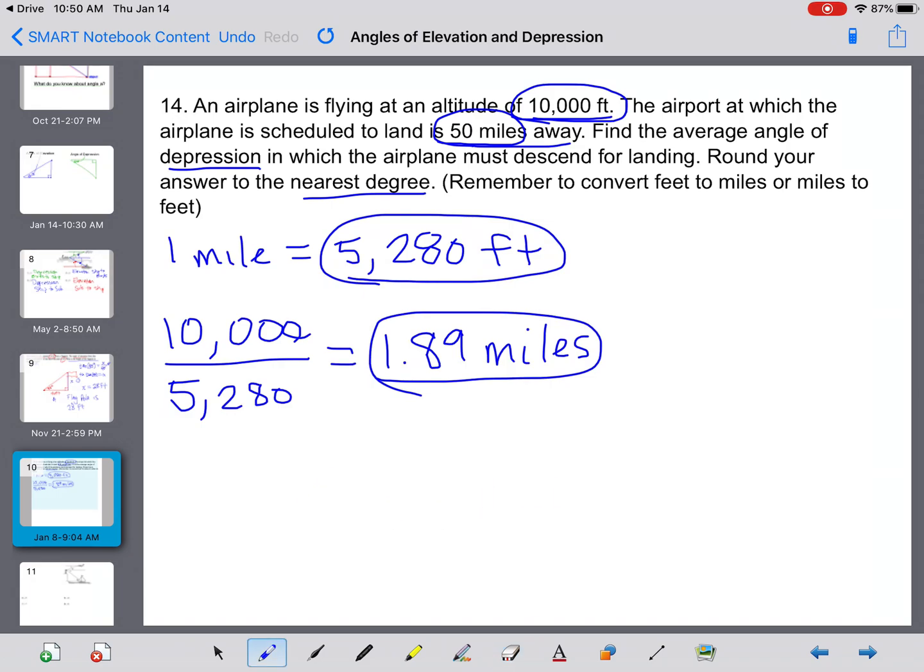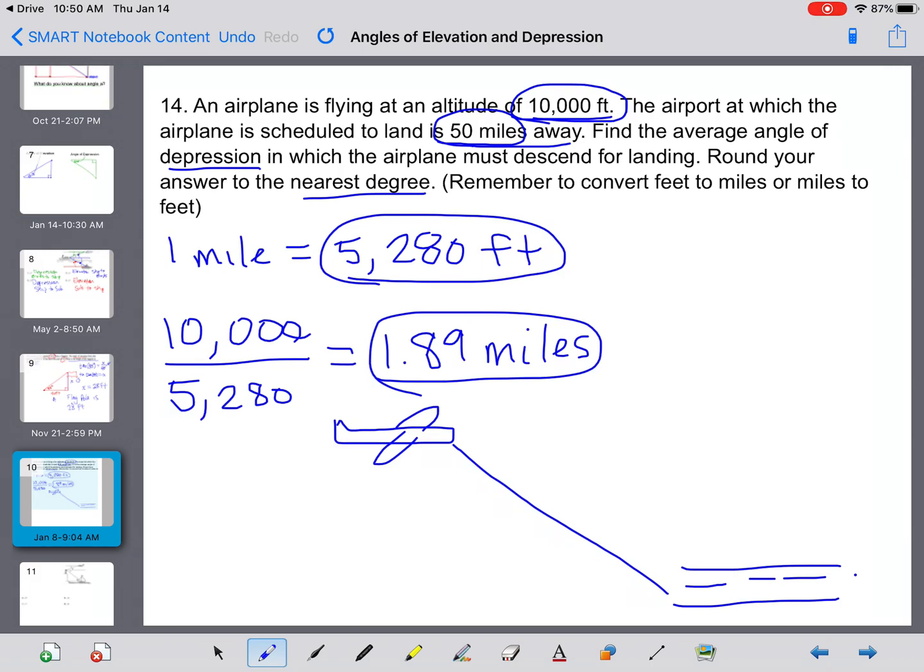So we've got an airplane. Here's our airplane flying up in the air at an altitude of 10,000 feet. The airport at which it's scheduled to land is 50 miles away. So I'm going to draw a little landing. The plane is going to have to descend to the landing spot.